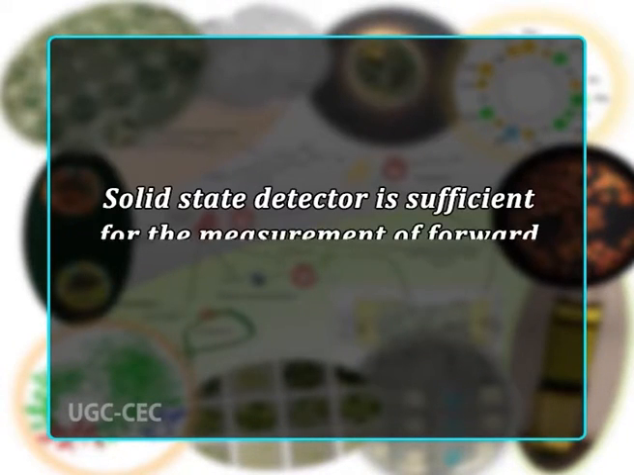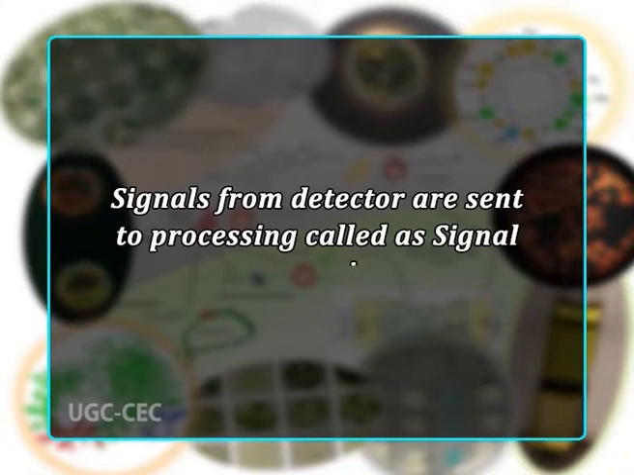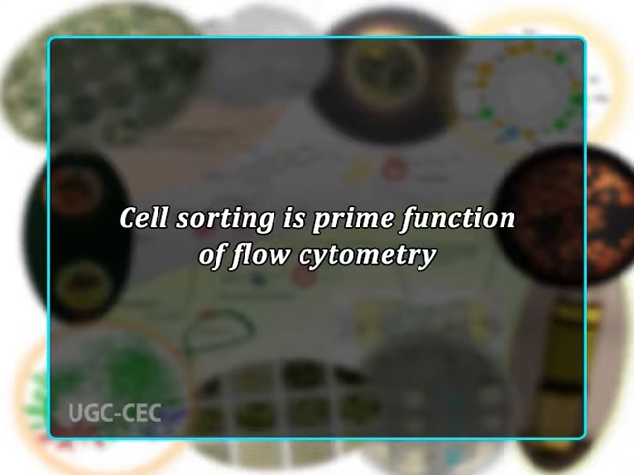A collecting lens is placed at right angles to the laser beam. A flow cytometer has another component called the detector. A solid state detector is sufficient for the measurement of forward scattered light. For measuring fluorescence and scatter at right angles to the laser beam, photomultipliers can be used. The signals from the detector are sent for signal processing. In more modern machines, the signals are converted from analog to digital at an early stage and all subsequent processing is handled digitally. Cell sorting is the prime function of flow cytometry.